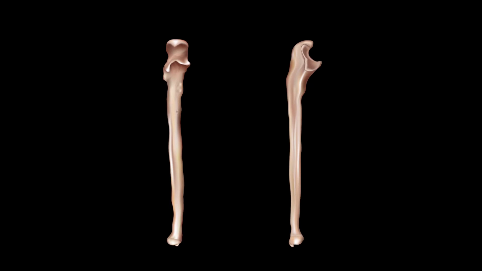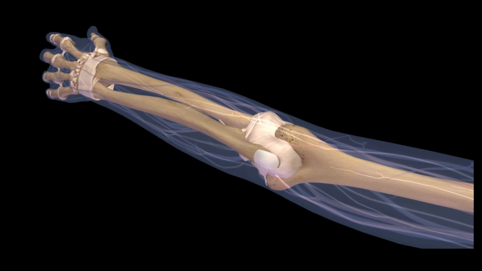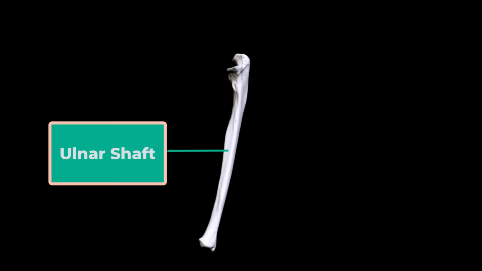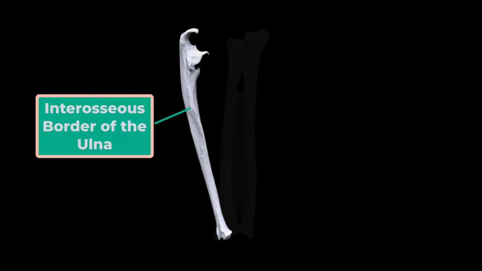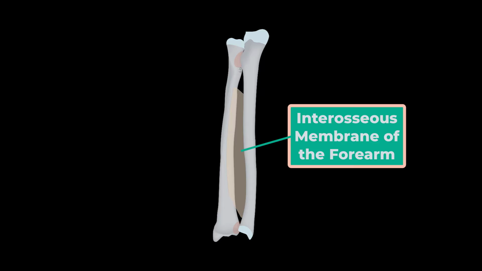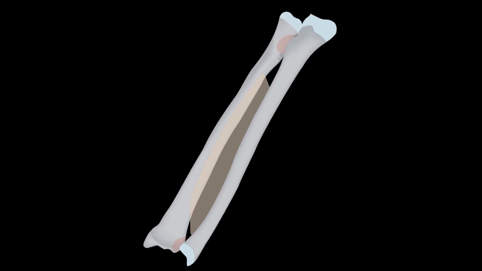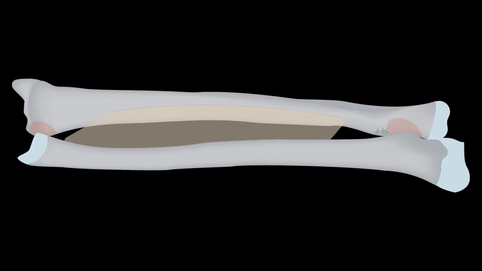The posterior and superior portions of the proximal ulna make up the olecranon process, which forms the bony tip of the elbow. More distal is the shaft of the ulna. The lateral side of the shaft forms a ridge called the interosseous border of the ulna. This is the line of attachment for the interosseous membrane of the forearm. The interosseous membrane of the forearm is a sheet of dense connective tissue that unites the ulna and radius bones.